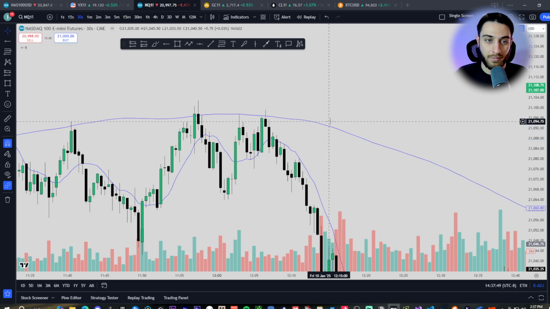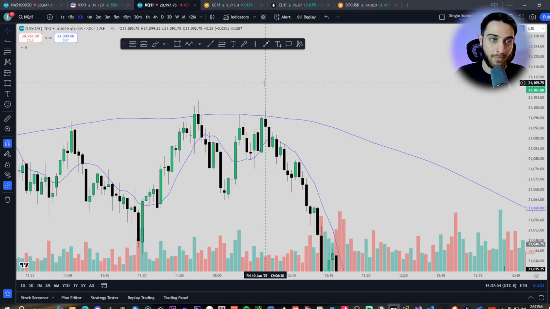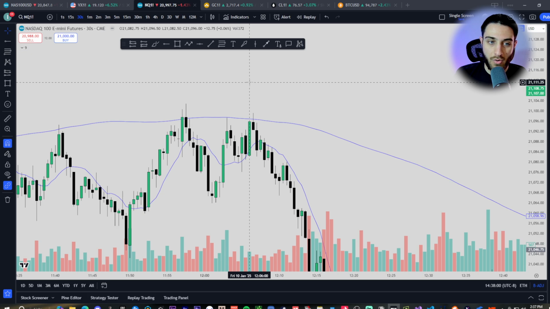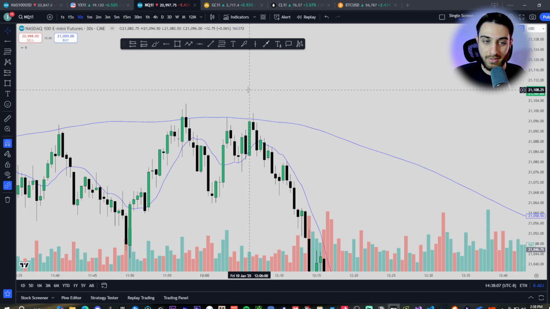Right? 14 points. Did I mark that right? 13.75. Maybe I marked it wrong, but it says it moved up 12.75 on that candle, so 0.6%. Okay, and it also tells you the volume for that candle as well, which is pretty cool. I didn't know that, honestly. So it tells you the volume, 372, on that candle.